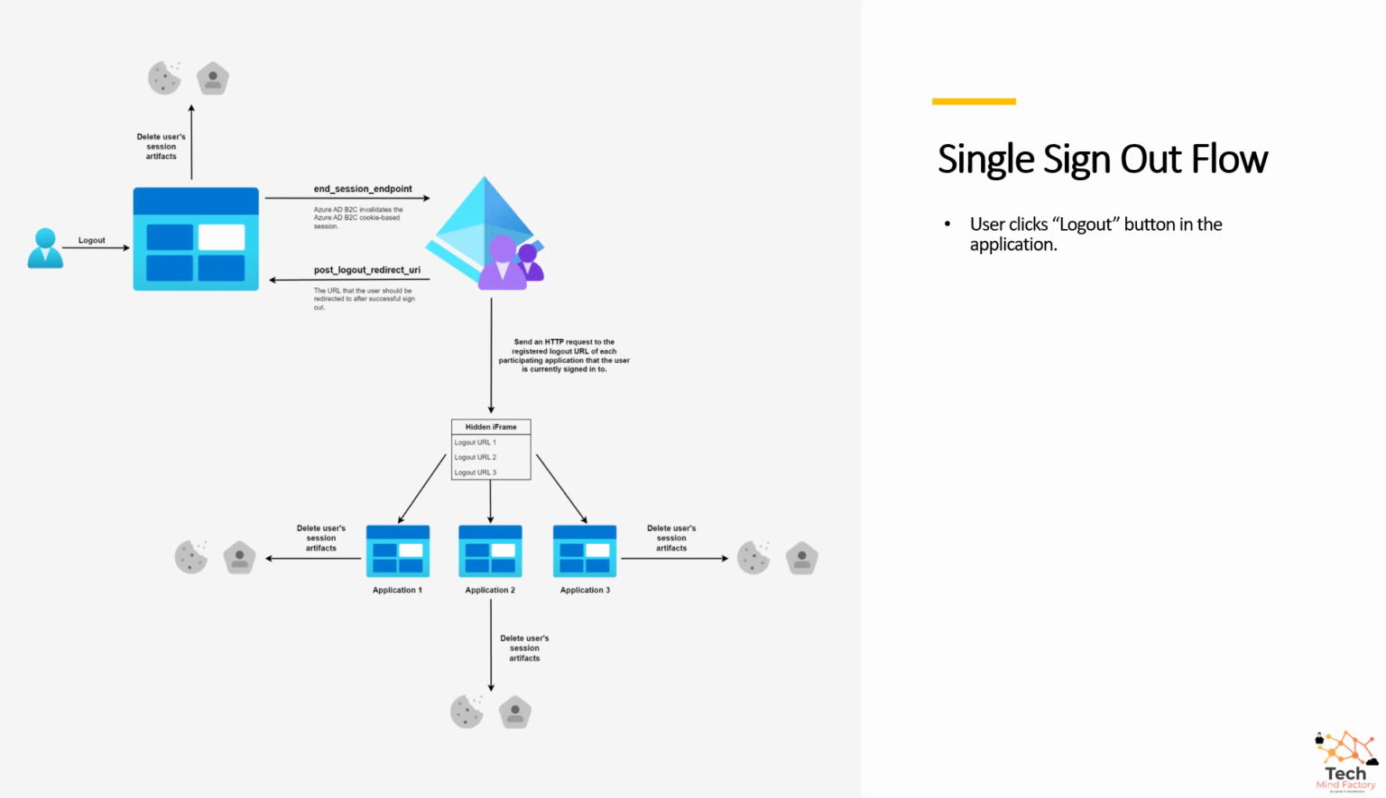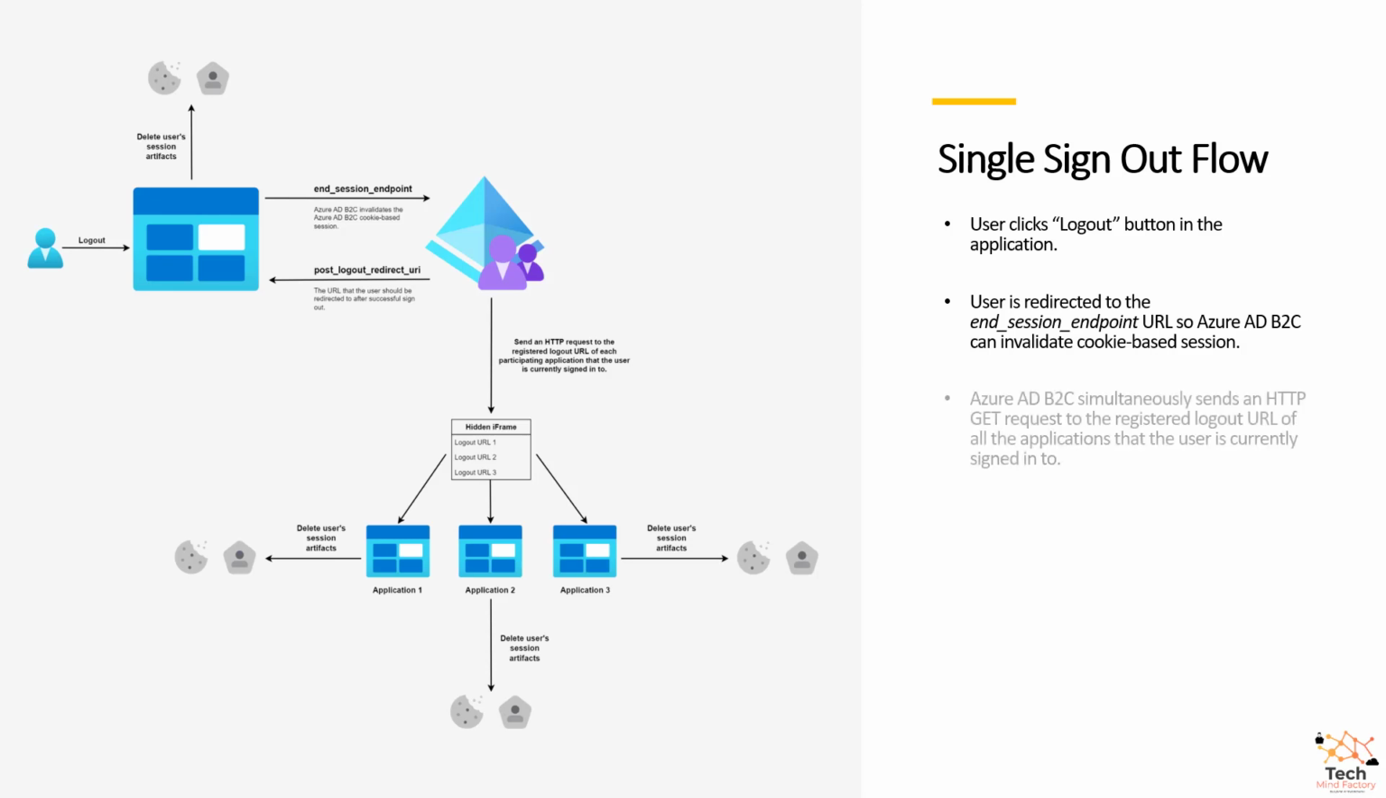So what is the flow for the single sign-out with Azure AD B2C? The user clicks the logout button in the application, so exactly the same process as in the standard logout. The user is redirected to the end session endpoint URL, so Azure AD B2C can invalidate the cookie-based session and delete the session cookie. Azure AD B2C then will simultaneously send an HTTP GET request to the registered logout URL of all the applications that the user is currently signed into.